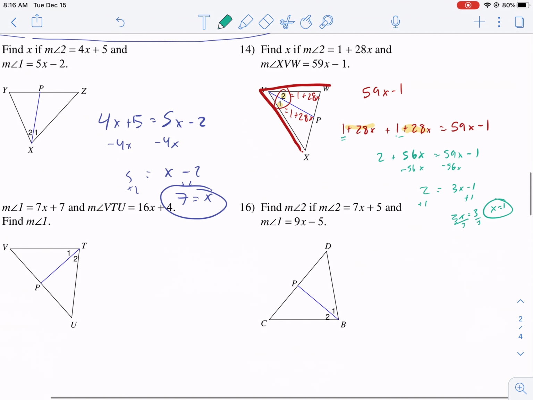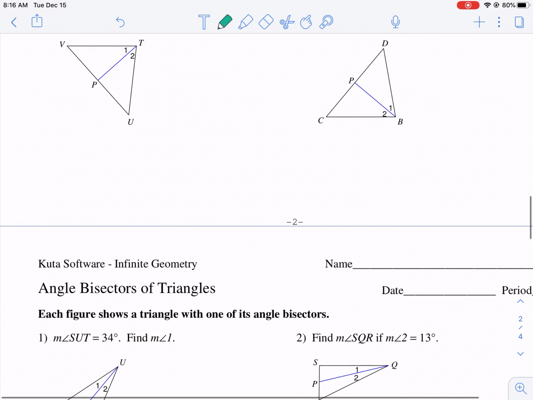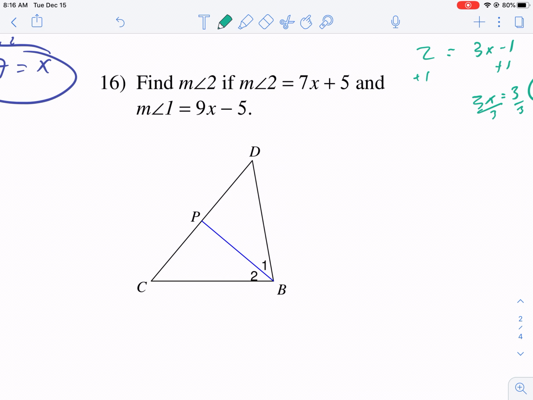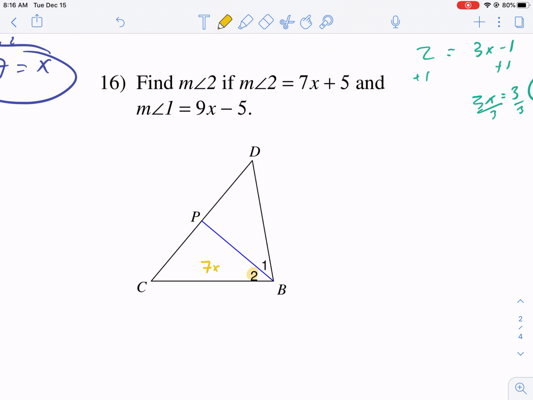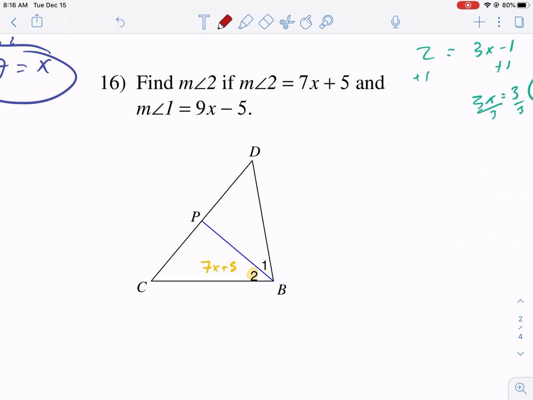If we wanted to find the actual angle measure, we would plug that back in. And I think that's what it's going to do for number 16. Yep, we'll do one more. Find the measure of angle 2 if it equals 7x plus 5, and measure of angle 1 equals 9x minus 5. Okay, this one's a little bit easier than the first one. Now we know that the relationship, if it's being bisected, is these two are equal to each other.